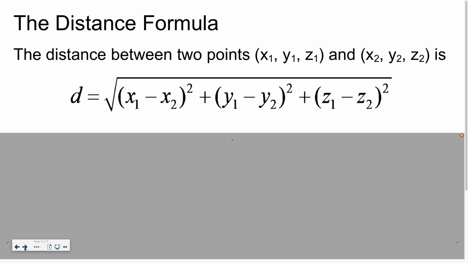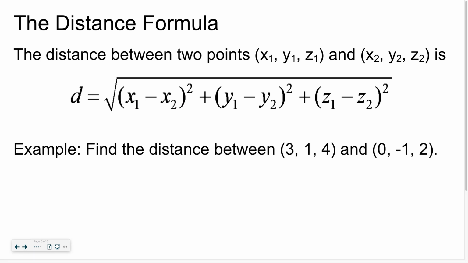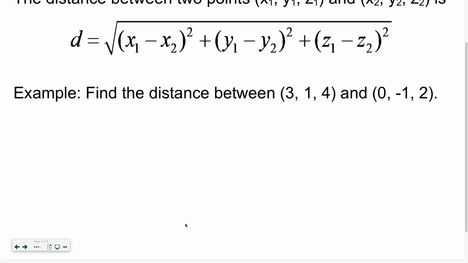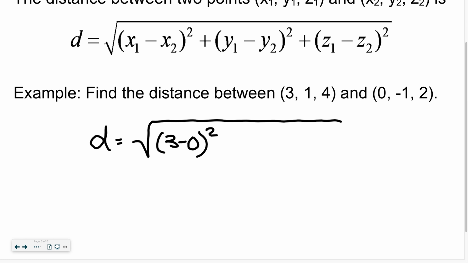So our distance formula follows very nicely from our 2-dimensional distance formula. We just have to add in the z's, right? It's the difference of the x's squared plus the difference of the y's squared plus the difference of the z's squared. Let's find the distance between these 2 points: (3, 1, 4) and (0, -1, 2). So I'm going to say distance equals the square root of, and then just go through one at a time. Subtract your x's, 3 minus 0 squared, plus subtract your y's, 1 minus negative 1 squared, plus subtract your z's, 4 minus 2 squared.